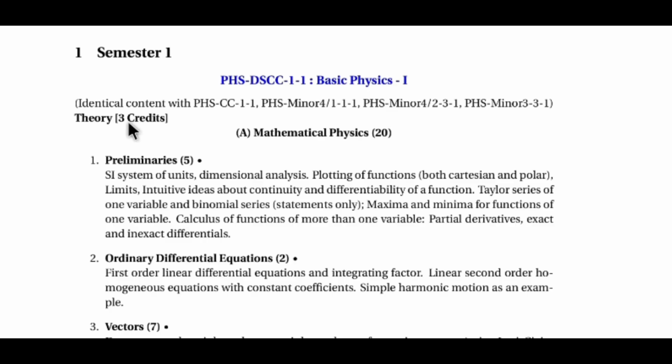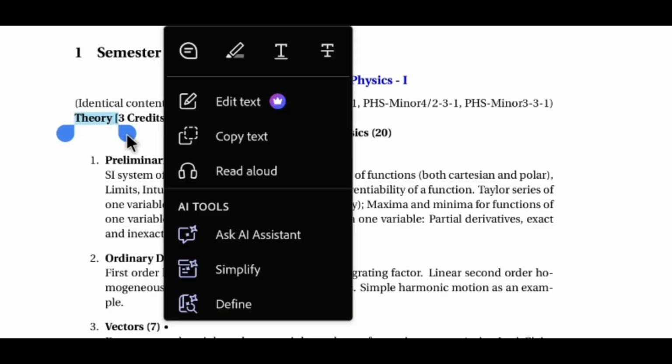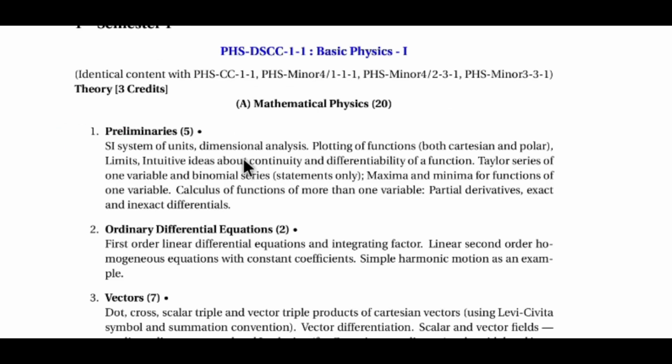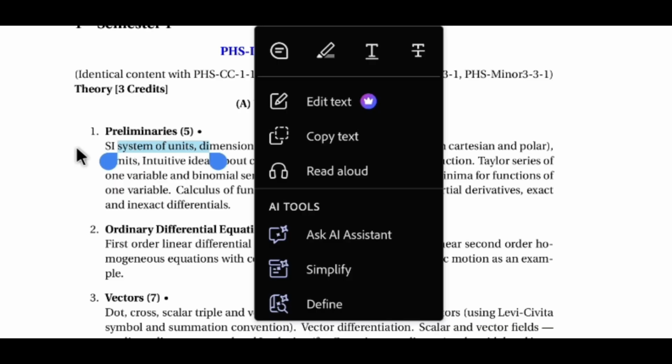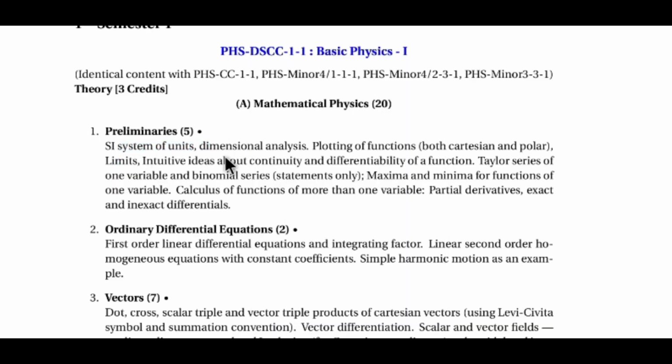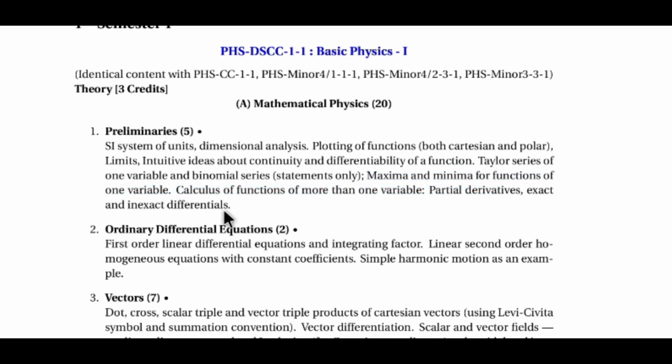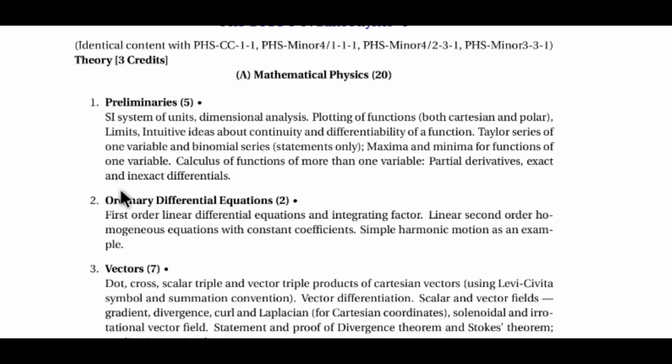So total credits on theory are basically 3. This is a 3 credit subject, that is mathematical physics. There are some topics in this basic physics, that is the SI system of units, some dimensional analysis, some plotting of graphs, and finding the maxima and minima of a given function. This is the first point.